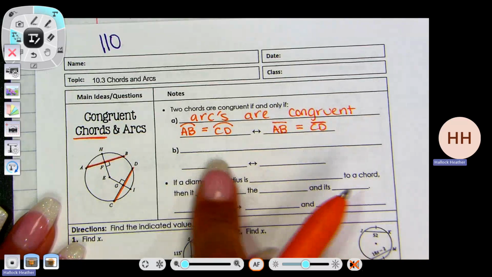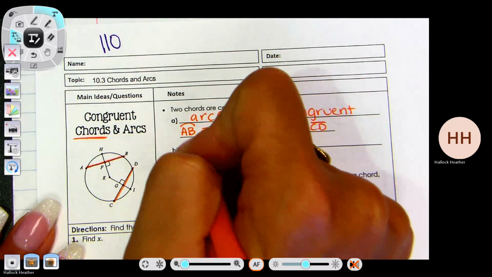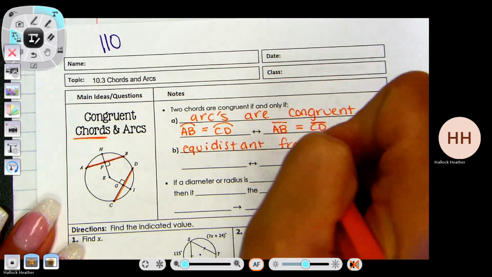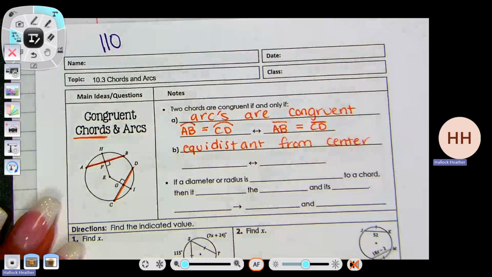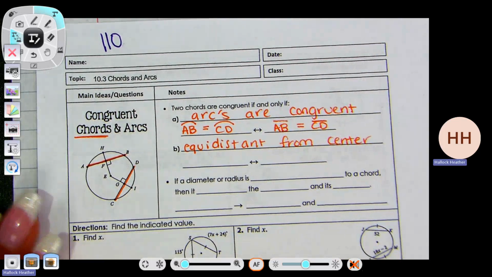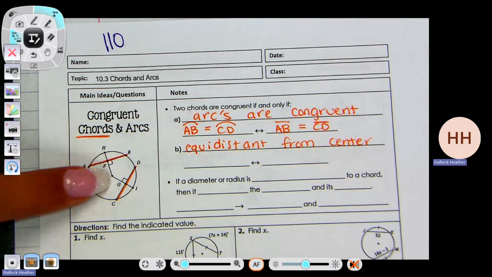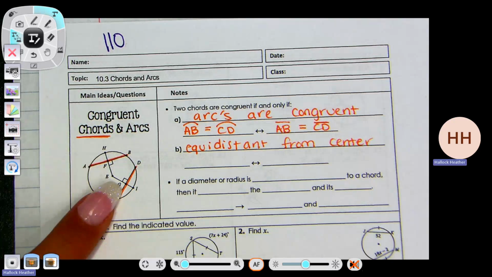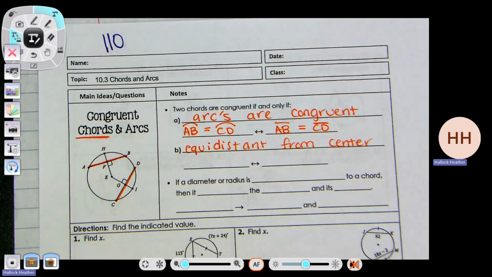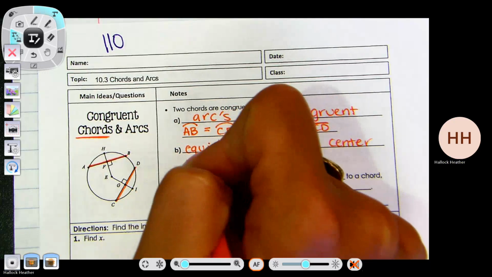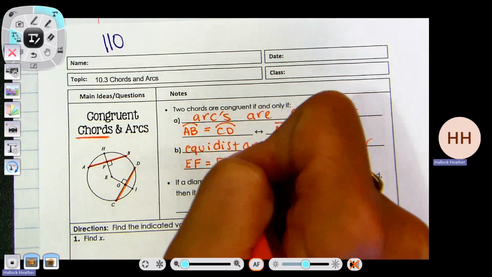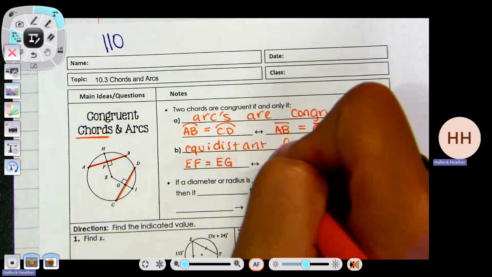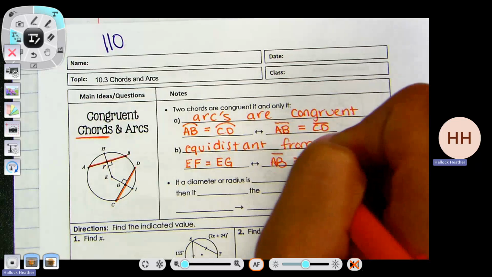You could also use that they are equidistant from the center. With context clues, what does equidistant mean? Equal distance. Okay. So you have this extra line, like this radius from E to H and E to I. If you know that these pieces are congruent to each other, then you could also say the chords are congruent. So if I know EF equals EG, then you could also say the chords are congruent. So basically, everything is kind of congruent.